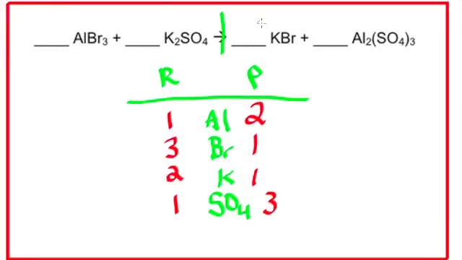Aluminum over here, there's 1, but 2 came out. The only way that's possible is if I start with 2. I didn't create an aluminum out of nothing. I had to start with it, which means I have 2 aluminum. But of course, I don't have just aluminum. I have bromines too.